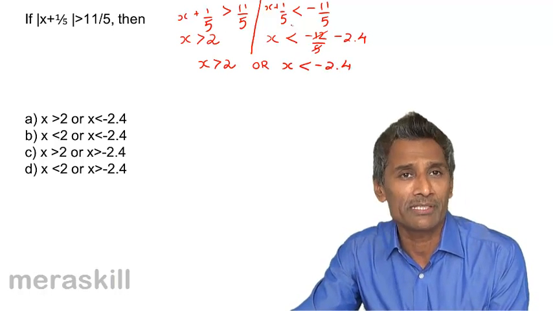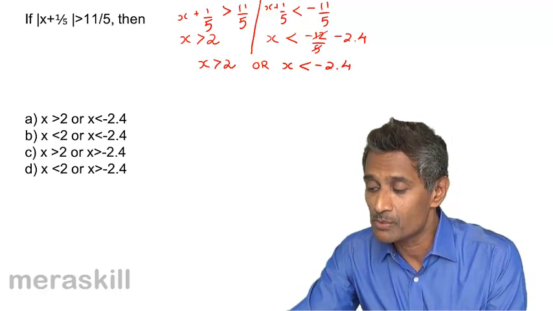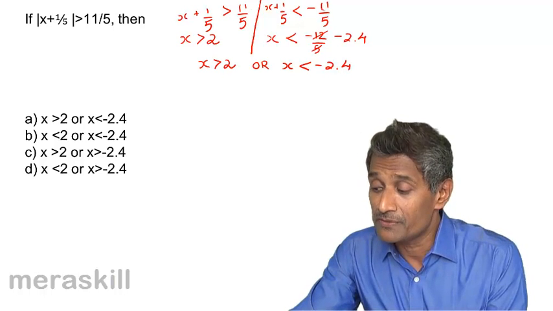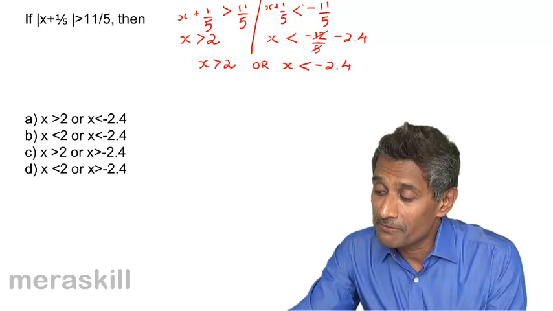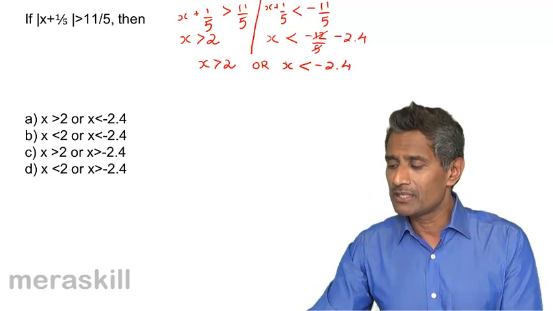Whatever we did in the previous example is what we are doing over here. We have taken x plus 1/5 greater than 11/5, and we consider the range of numbers. When you take 11/5 as negative, that is -11/5, immediately the inequation sign changes. Rest everything remains the same.